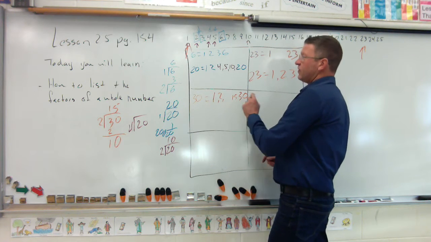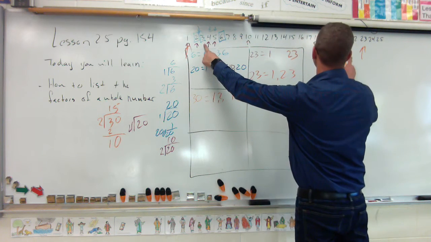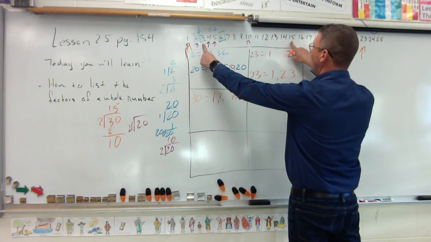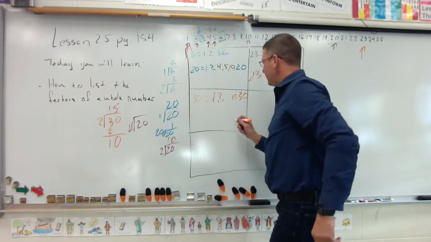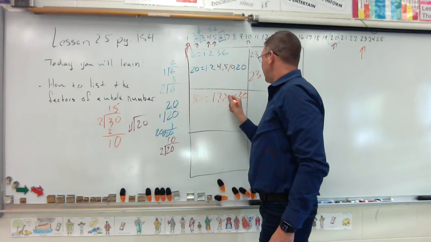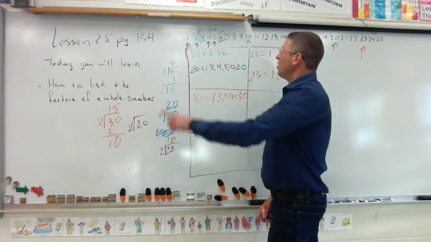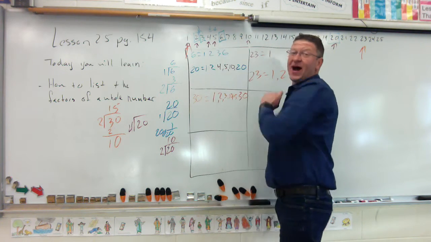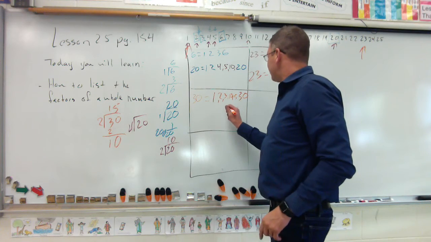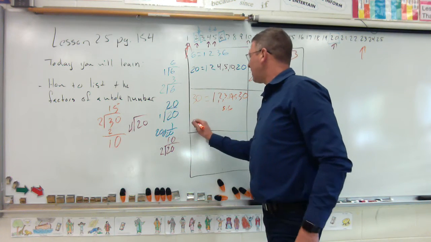1 and 30, 2 and 15. I'm working my way up. 3. I was at 15. 3 and what? 3 and 10. I'm not going to fit many more in there. Does 4 go into 30? No. Does 5 go into 30? Yes. 5 and 6. I'm going to rewrite it so it's neat.